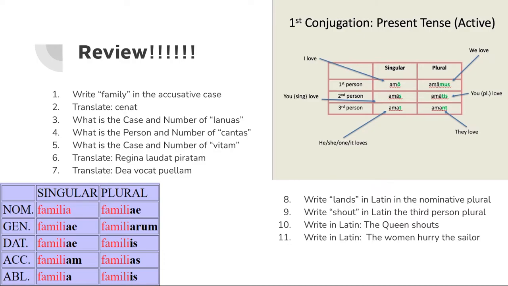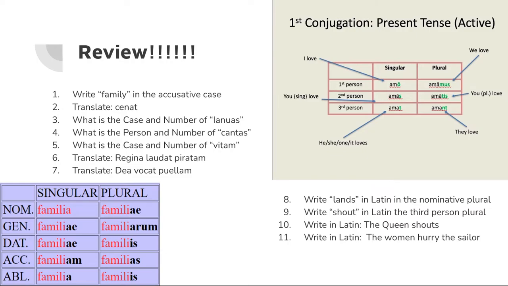Now, for the last one, number 11, write in Latin, the woman hurry the sailor. So woman is plural. The singular of woman is femina. So the plural would be feminae. If we look at the chart to the left, nominative plural, so nominative plural would be feminae. So the feminae, and then hurry. So now hurry is festino.